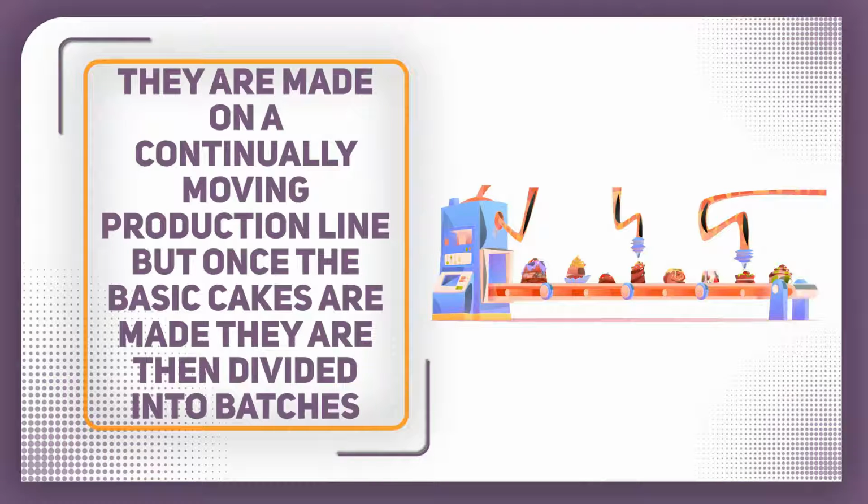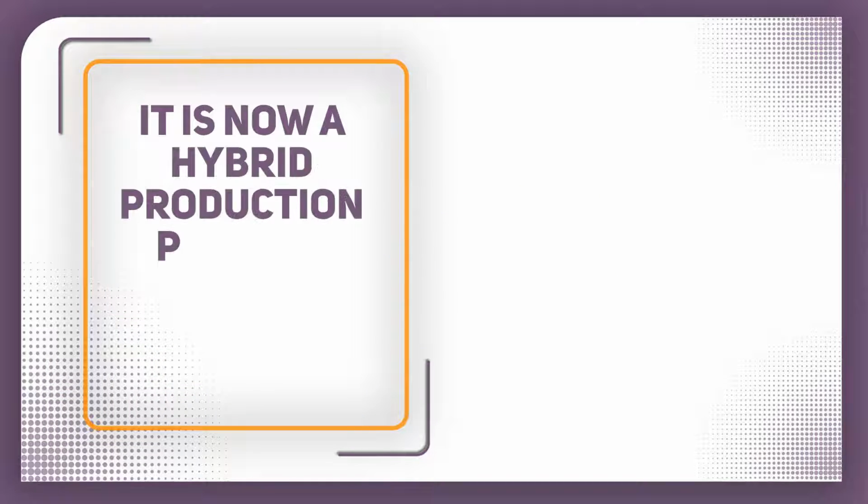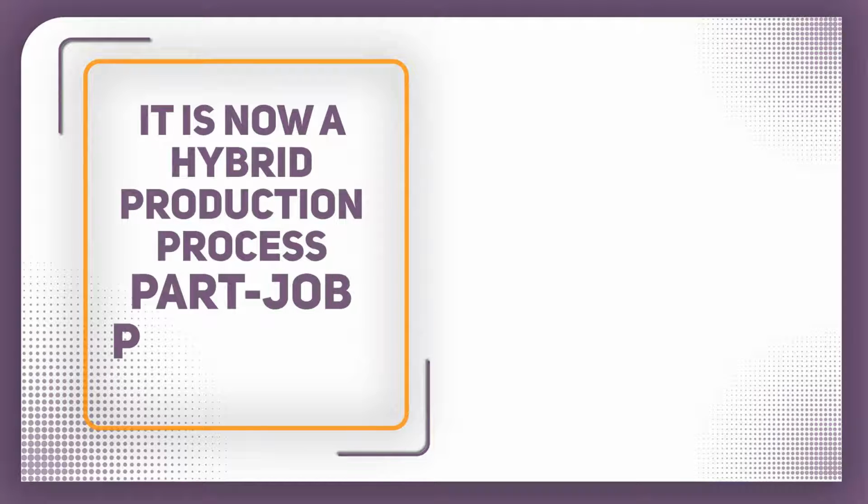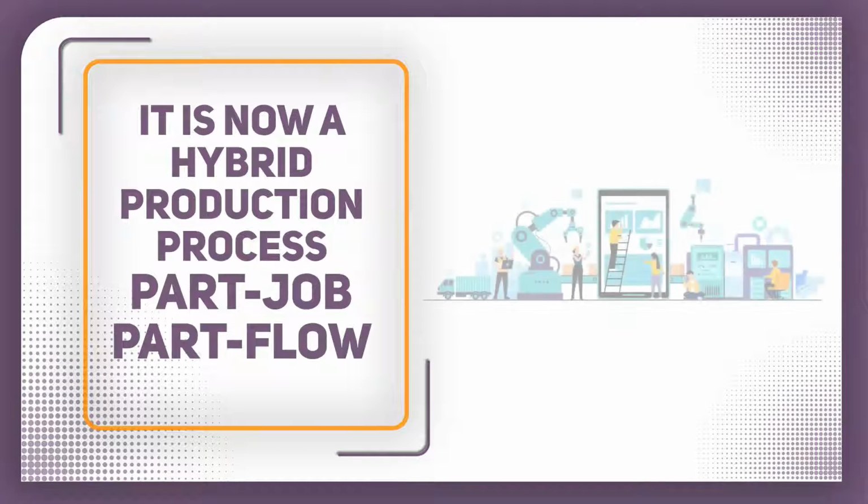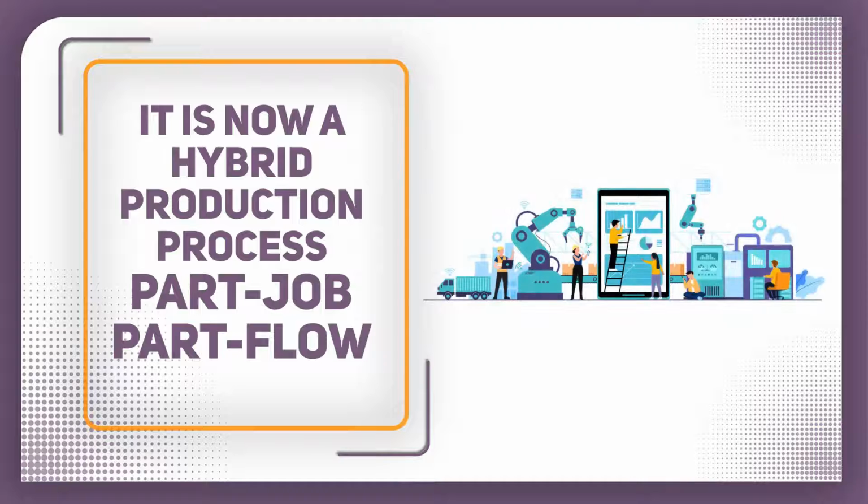In a car factory, elements of batch or even job production might be applied. For example, if a customer orders a car with alloy wheels or leather seats that do not come as standard, then they are getting something custom made for them. So the basic car was flow production, but once it has been kitted out, it is now a hybrid production process. Part job production, part flow production.